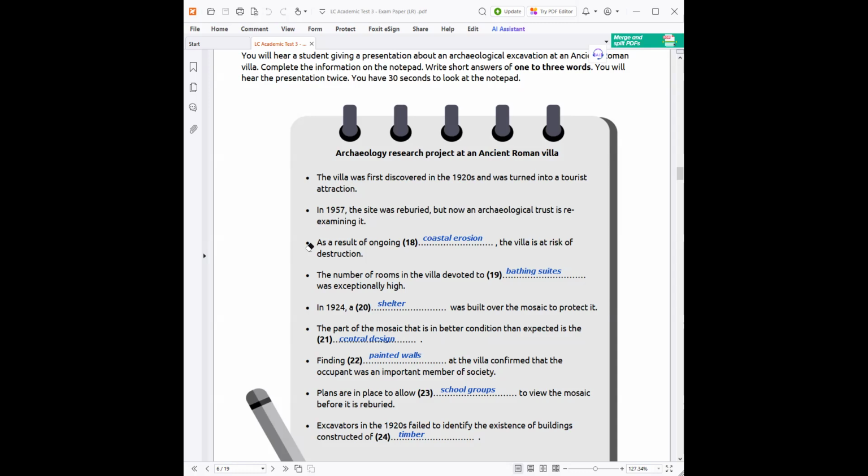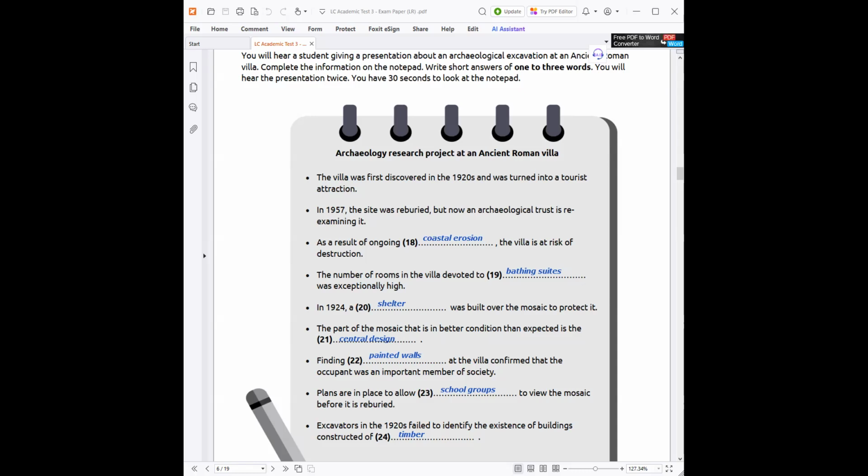Now, why have we started with section 3? Because section 3 and section 4 are the most difficult parts when it comes to the LanguageCert academic listening exam. So I want you to understand the logic of how to answer this one. Okay, first thing. Now, if you listen to the audio here, let me play it back. Listen to this.